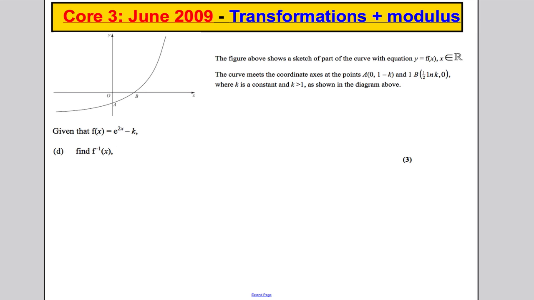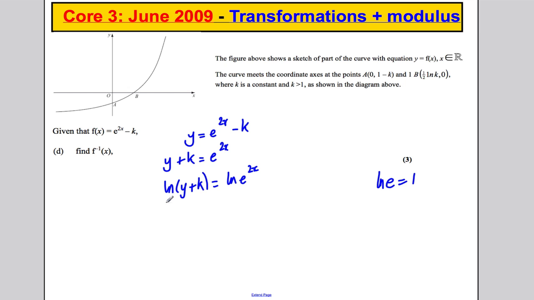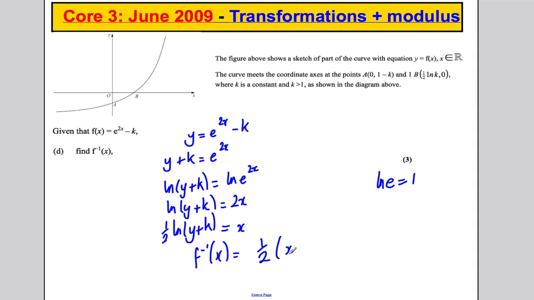Next part, find the inverse function. Well, you could let y equal e to the 2x, subtract k, add k to both sides, y plus k is e to the 2x. We're trying to make x the subject of the formula. Take lns of both sides. Bring down the power of 2x and use the fact that ln e is 1. So we get ln of y plus k is equal to 2x. And therefore x must be a half ln of y plus k. Therefore we can state the inverse function f to the minus 1 of x is a half ln of x plus k.